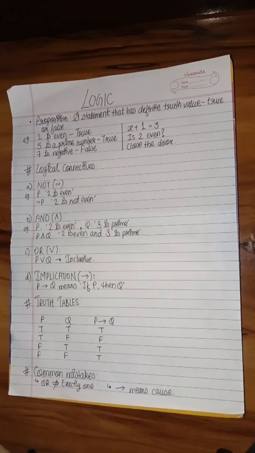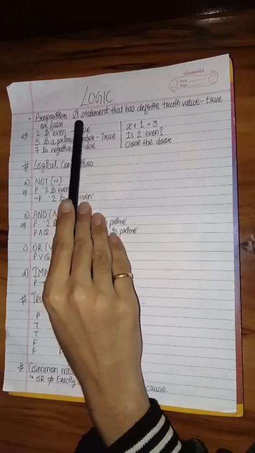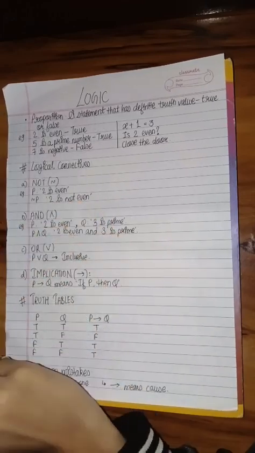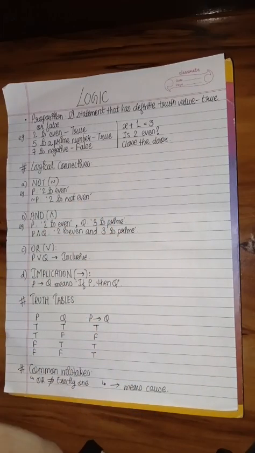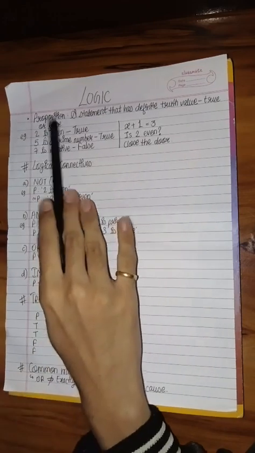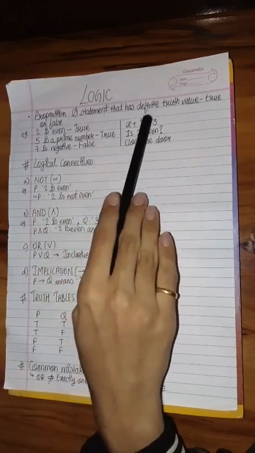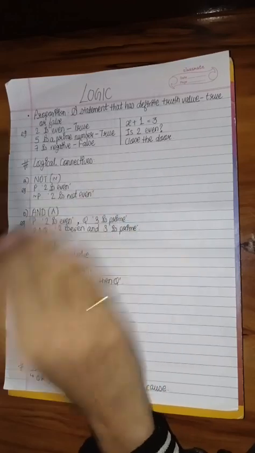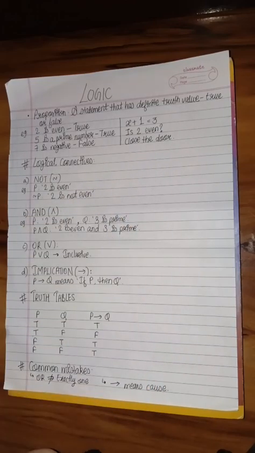Let's start with the most basic idea in logic, a proposition. A proposition is a sentence that is either true or false, but not both. So, proposition: a statement that has definite truth value, true or false. Examples help more than definitions.